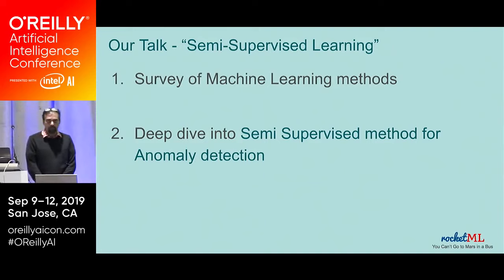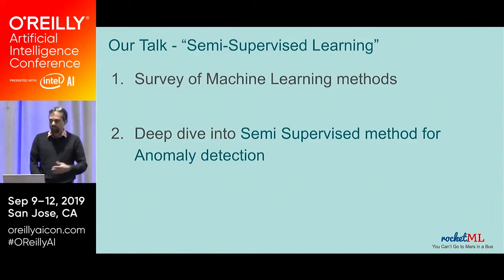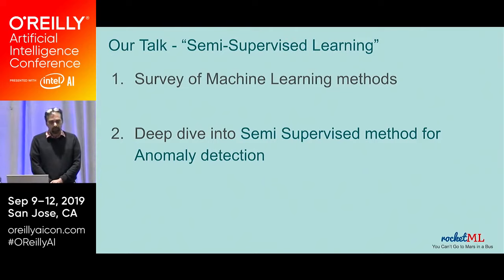We're going to split the topic into two sections. I'll cover the first section, and I'll go through the survey of machine learning methods. It's an important setup for the deep dive that Santi will take you through: one such method for one particular problem, which is anomaly detection, where labels are a problem to acquire.